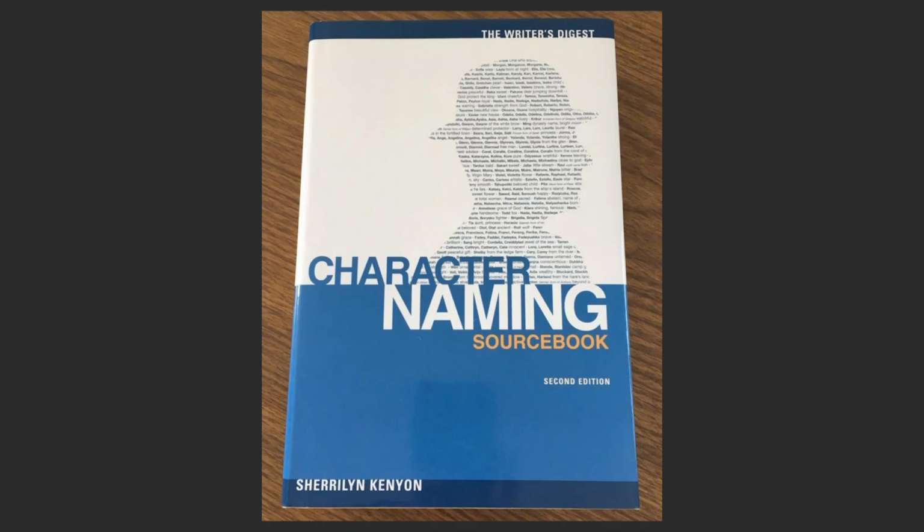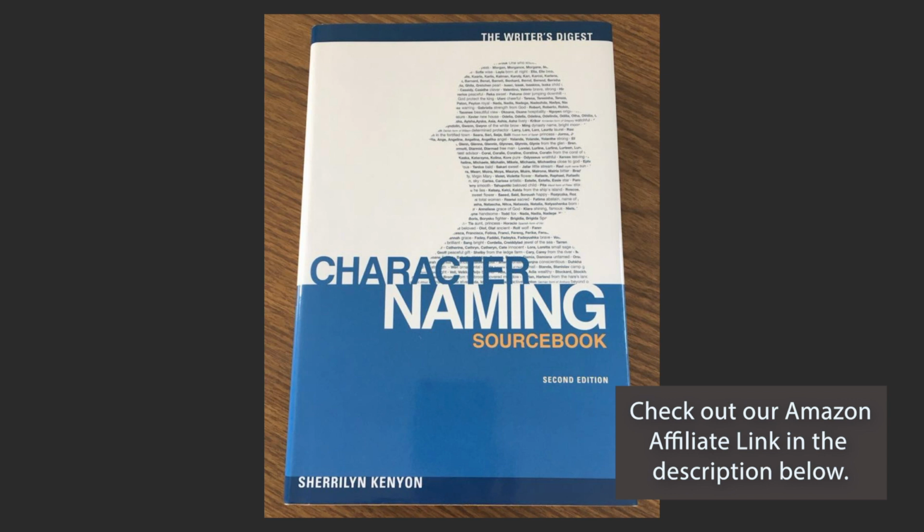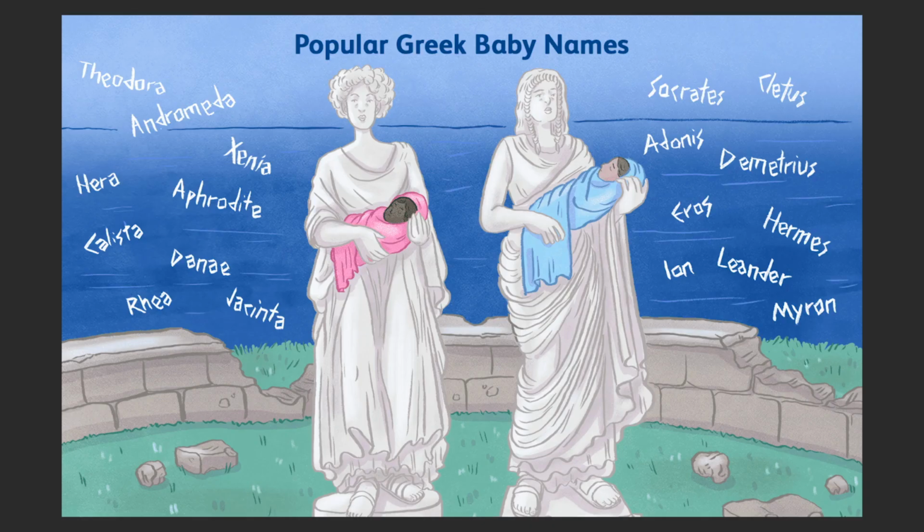First and foremost is my favorite character naming book. It's called, succinctly enough, the Character Naming Source Book. 2nd edition I have. I wonder if there's new editions. It's by Sherilyn Kenyon. It's published by Writer's Digest Books, and I believe it is still available. But it is a wonderful book, and I'll tell you why. It gives common names for many, many, many cultures. Do you need a Greek name? You got it. You need an Italian name, females, males, fine.